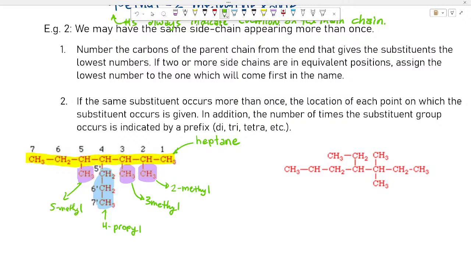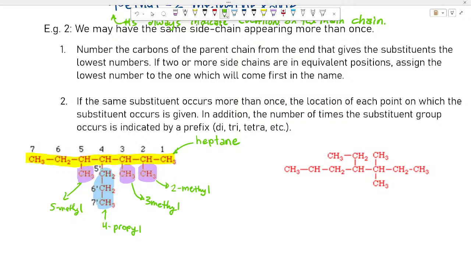Now, if you wanted to, you could call this 2-methyl, 3-methyl, 5-methyl, 4-propyl heptane. That would be allowed, actually, but it wouldn't be a good name. We don't like that name. Instead, if we have 3 methyl groups, like Aiden said, we have a prefix for 3 of something. What's that? Tri. So we could say that this is a trimethyl. It's trimethyl, and where are the 3 methyls? They're on 2, 3, and 5.